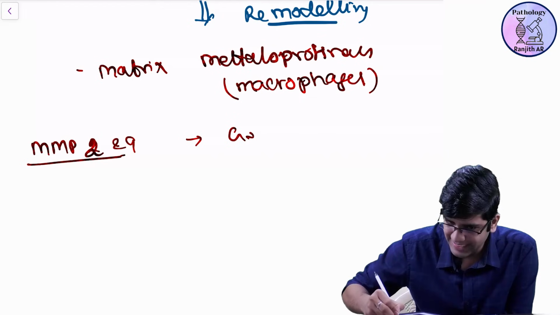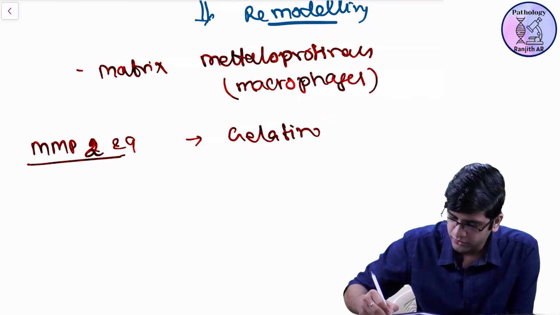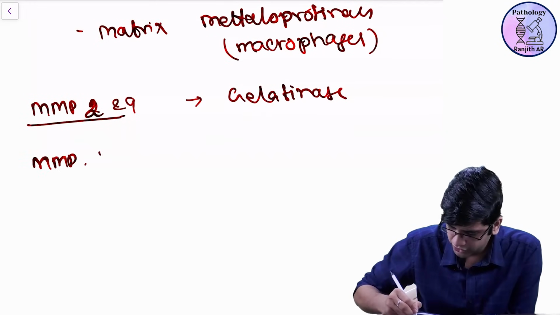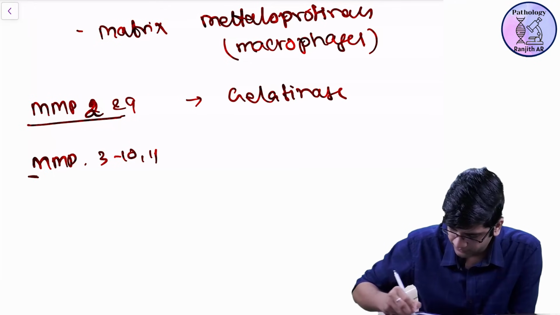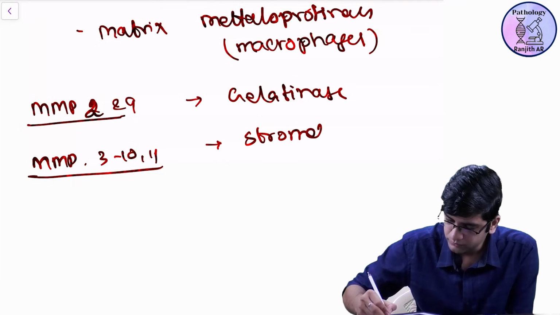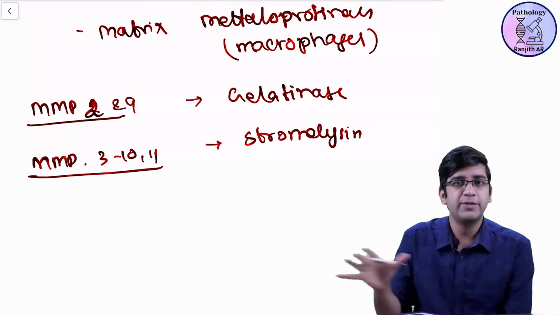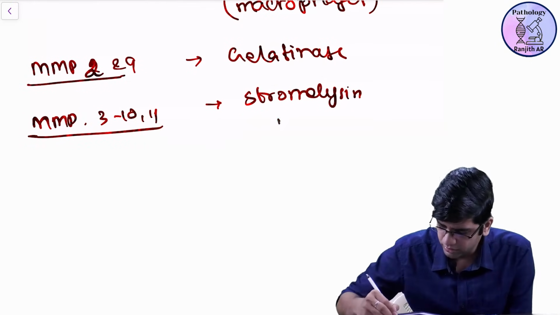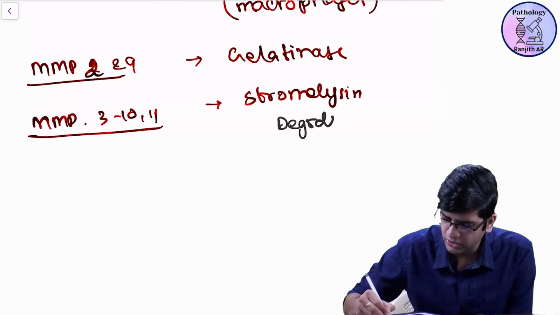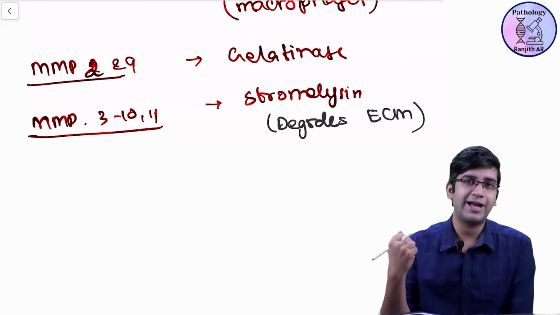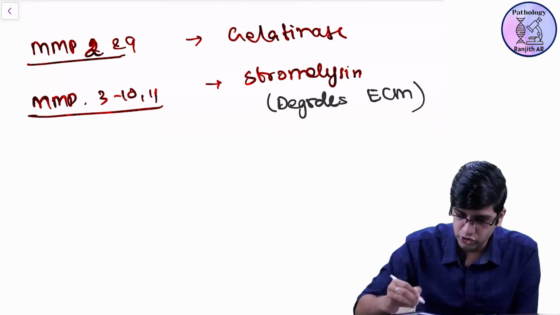MMP 2 and 9 are gelatinases, which degrade gelatin, and we have MMP 3, 10 and 11. They are called stromelysins. This also helps to destroy a little bit of the collagen. Stromelysins degrade extracellular matrix, not only collagen but a little bit of extracellular matrix as well, so that I make sure all the weak components are removed and I have new, stronger components.